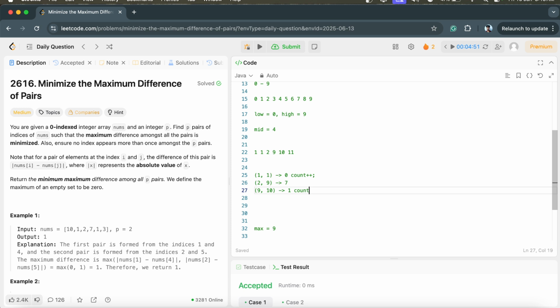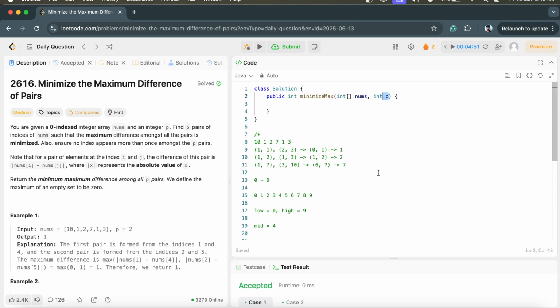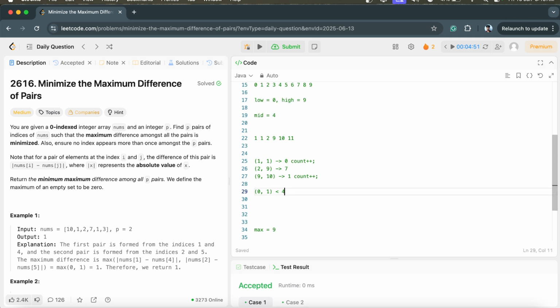So the counter is basically now 2, and 2 pairs we are looking at. So what are the differences that we got so far? 0 and 1. These are the differences that we got, and all these differences are basically less than or equal to this 4. So yes, 4 is basically a possible answer that we can have now.